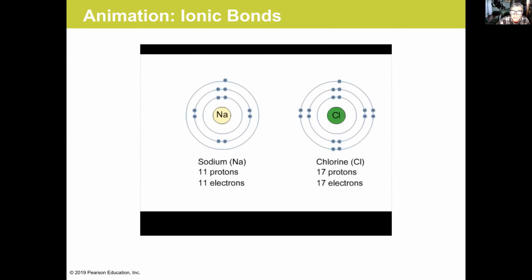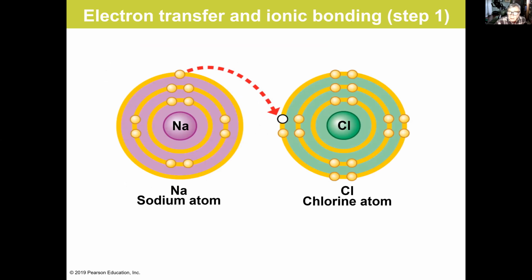So here, well, this animation is not going to work. Here's sodium. It has 11 protons, 11 electrons. Chlorine has 17 protons, 17 electrons. All right. Here's the thing. Sodium is going to give up its electron to chlorine. Why? Well, why does it do that?